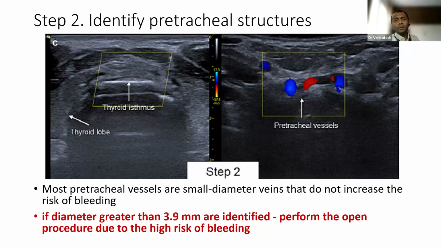But what is important for us is to measure the diameter. If the diameter is more than 3.9 millimeter, whether it is vein or artery, then it is probably better to send the patient for open tracheostomy because of the risk of bleeding.